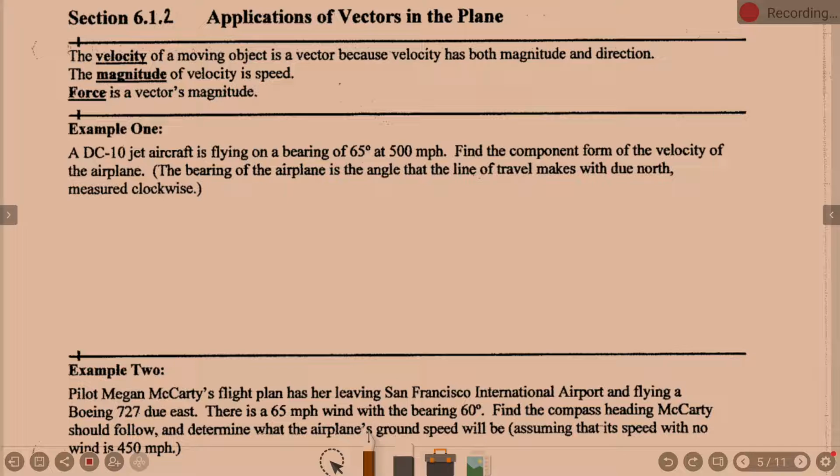You have to watch out for that word bearing, because right now we are all trained that 0 is at 3 o'clock, yes? But when they throw in the word bearing, 0 is now north, and you're going clockwise from there. So you have to be very careful here. Let's go for a picture.